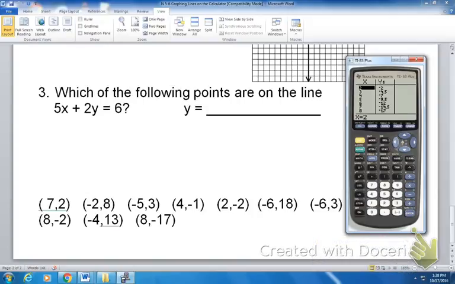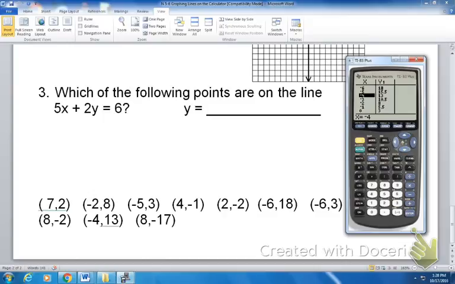7, 2. That is not on my table. I have 7, negative 14.5, so I'm going to cross 7, 2 off my list. Let's see, negative 2, 8. Well, if I go to negative 2, it is 8, so that's one of my answers. Negative 5, 3. It's not negative 5, 3, so that's not it. Let's go to the negative 6. Negative 6, 18 is on my table, but negative 6, 3 is not. Negative 4, 13. This one right here is on my table, so I'm going to use it.